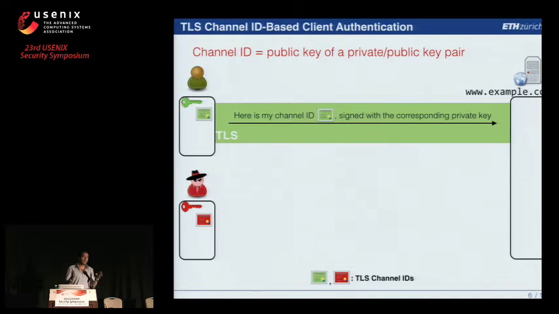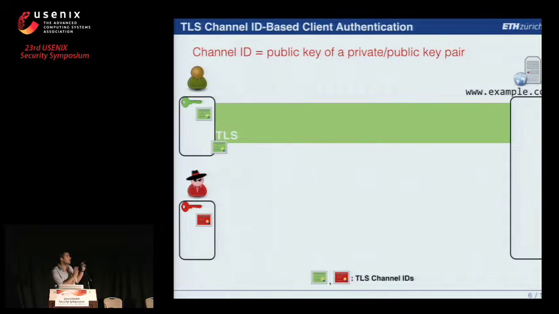So upon establishing a TLS connection to this site, the browser generates on the fly this private-public key pair, and during the TLS handshake, it sends over its channel ID, so this certificate, and then proves possession of the corresponding private key through a signature. If this is successful, then this TLS connection is identified by this specific channel ID.